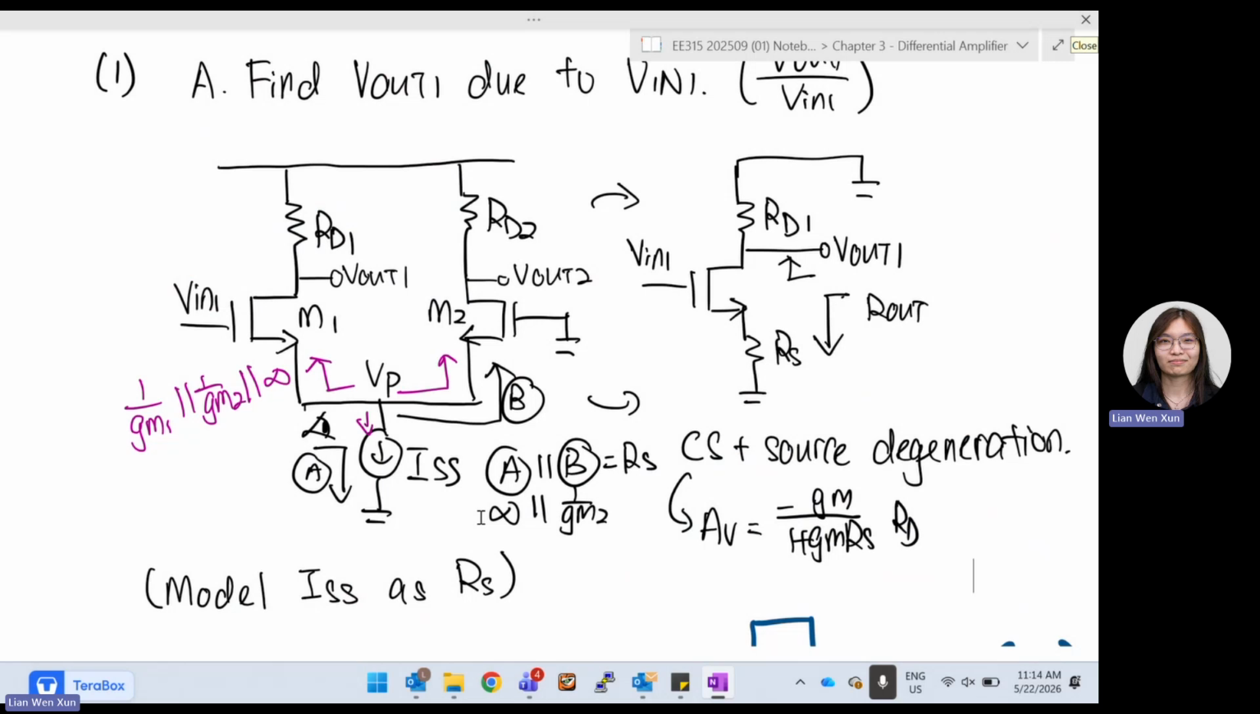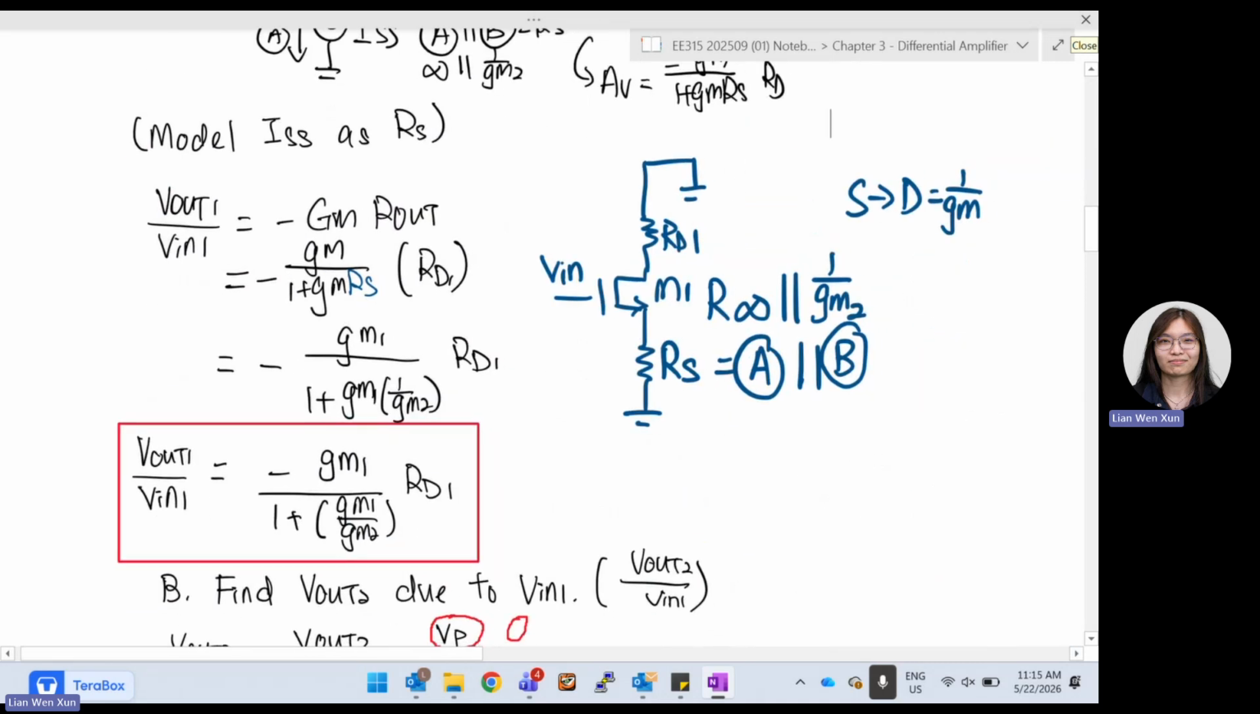And then for B we are seeing from M2 source to drain. We also mentioned this many times. When we are seeing from source to drain, the impedance is 1 over GM. So this is 1 over GM2. Basically, your RS now is infinity in parallel with 1 over GM2. So something very big in parallel with something very small. We only care about the small part.